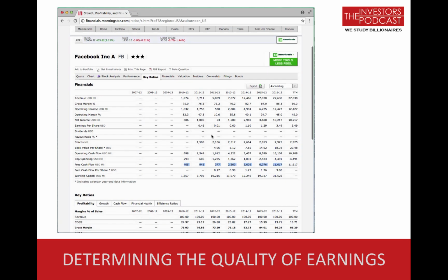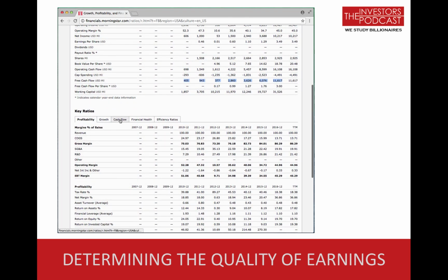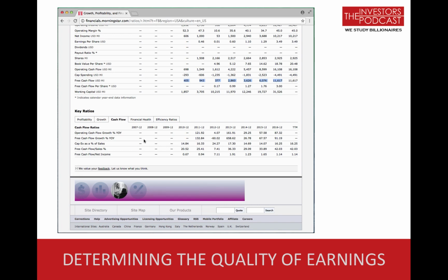So what I want to show you is a little tool that's nice on Morningstar here. It's the cash flow tab underneath this. If you click on that cash flow tab, there's actually a ratio that gets into this quality of earnings, which is free cash flow to net income. And what you can see here is that there was one year, or their first year was a 67%.